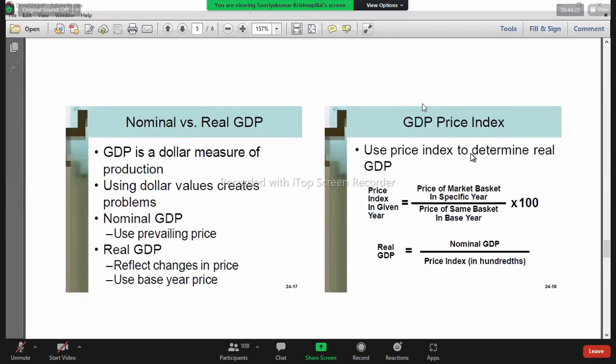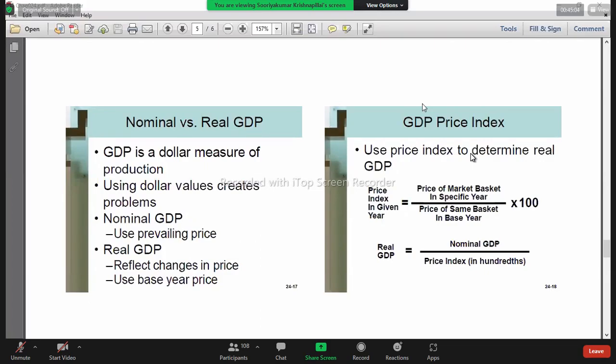For that price index, they select a basket of goods. They don't calculate the price of all the goods produced, but mainly what consumers spend on. So they have a basket of goods and services that will represent the whole price level. So they select a basket of goods.